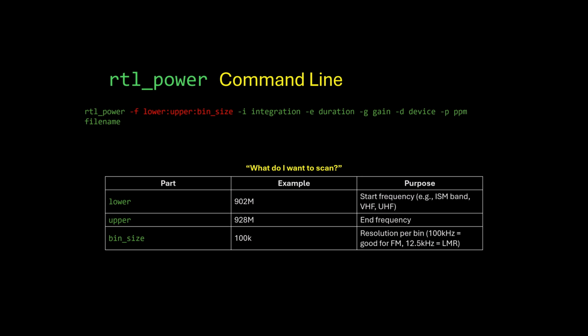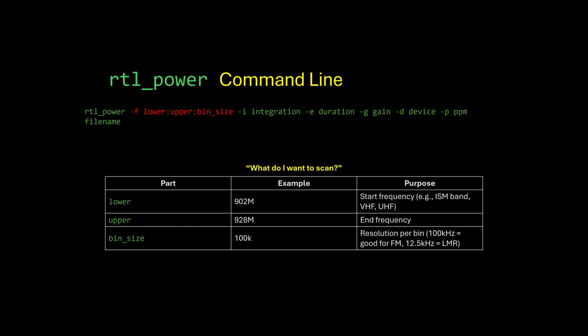So -f is the frequency. It's split into lower, upper, and bin size, which are delimited by a colon. Lower is the start frequency, and in this case, 902 megahertz. You could use shorthand. You don't have to write out the entire hertz and multiply it by a million. Just write 902M, right? Upper is the end frequency, and then the bin size, again, is that bandwidth in kilohertz. That's kind of it. If you just ran that without a file name or anything, it would just spit that out on the standard output and just continue to run through there.